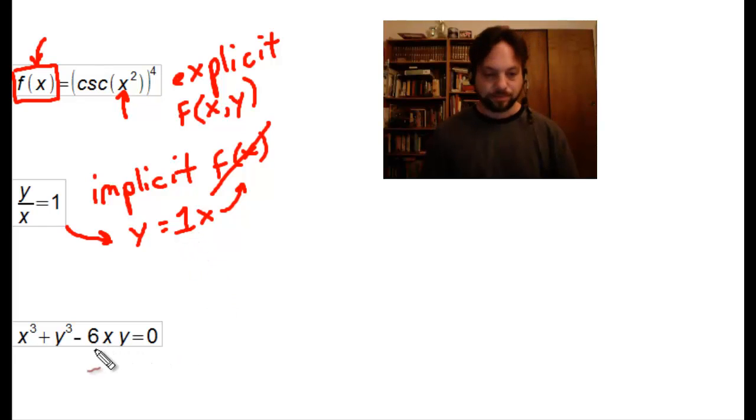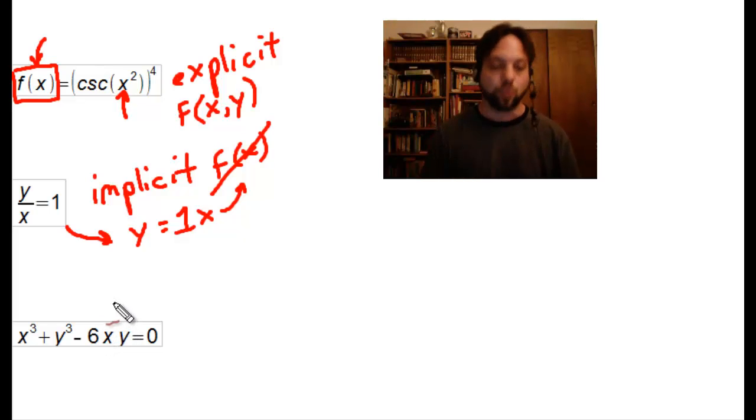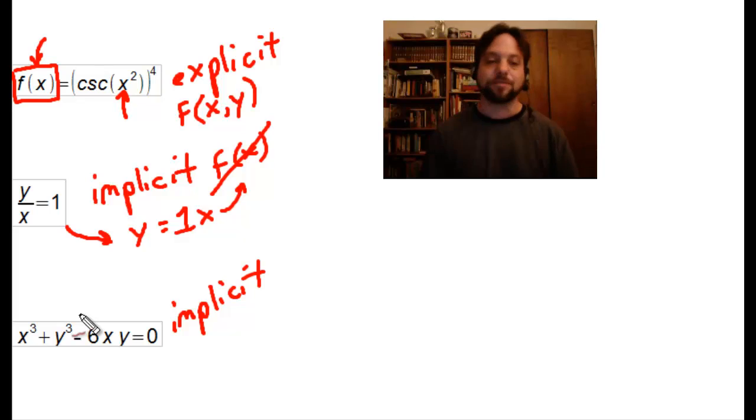There it is. And on this one, we have an x cubed and a y cubed, but then we have this 6xy term. Try as you might, you will not be able to write this in terms of just one variable. This is absolutely implicit. And unlike our previous example, this cannot even be written explicitly. You just have to leave it the way it is.